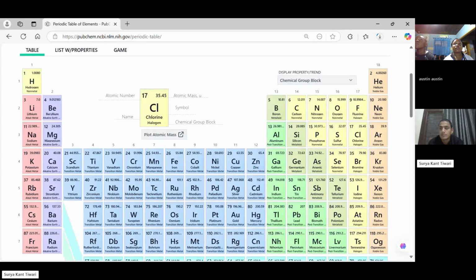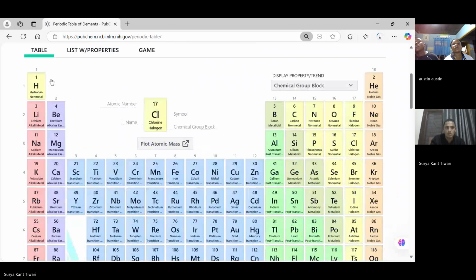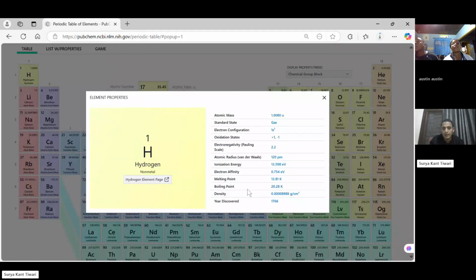Can you see helium? Yes, sir. What is the atomic number of helium? Two. But do you see a small number here like 1.0080? It's not clear, sir. Can you see it now, like a bigger picture? Yes, sir.